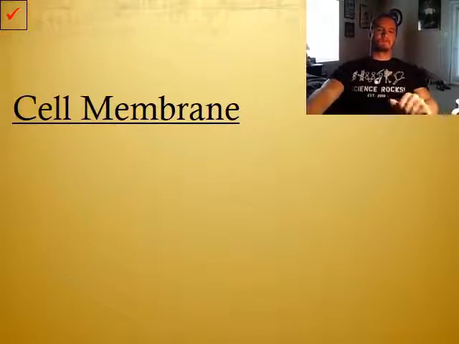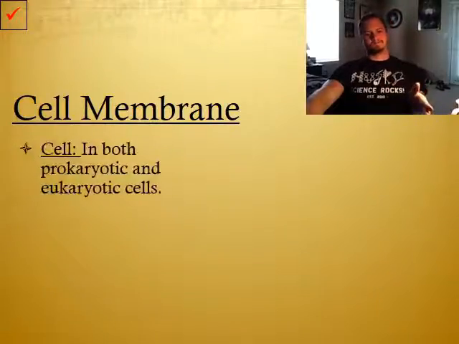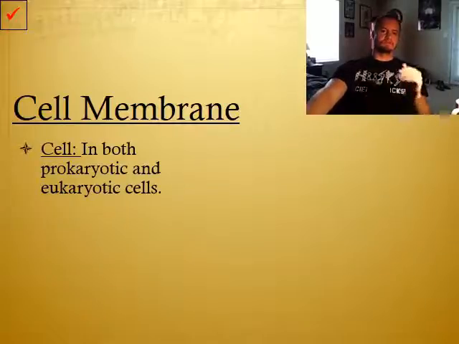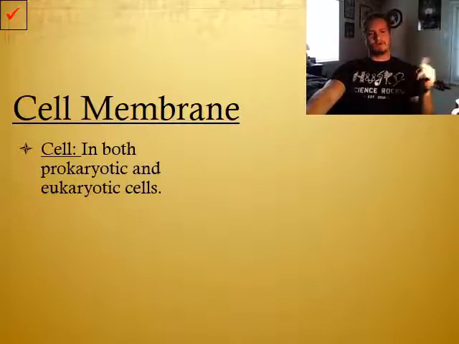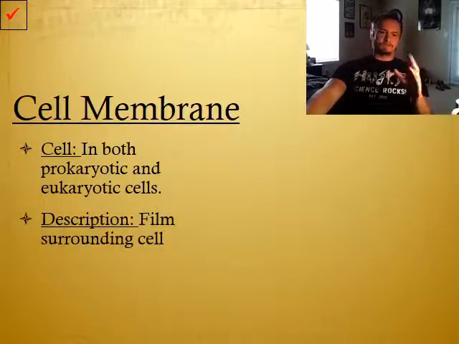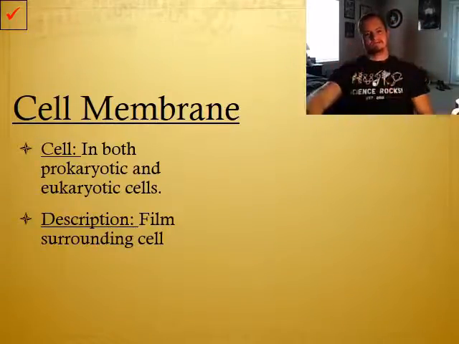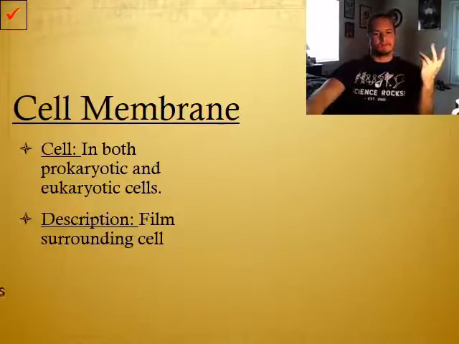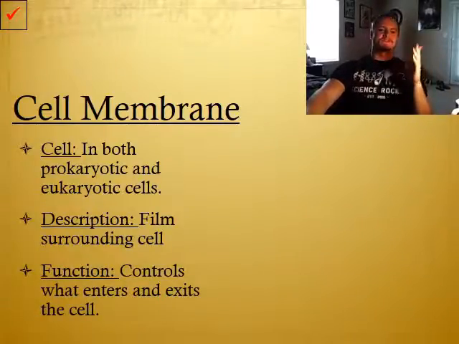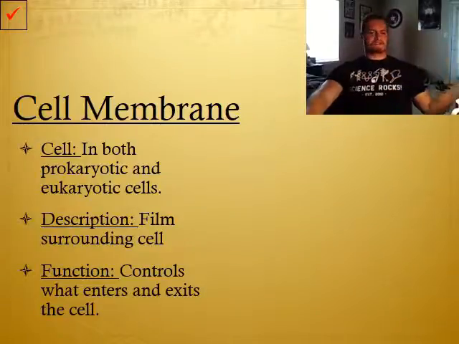So the first one we're going to be talking about is the cell membrane. The cell membrane is found in both prokaryotic and eukaryotic cells. The description of it is a film that surrounds the cell, so it goes ahead and keeps everything nice and together, kind of like cling wrap. Its function is it controls what enters and what exits the cell.